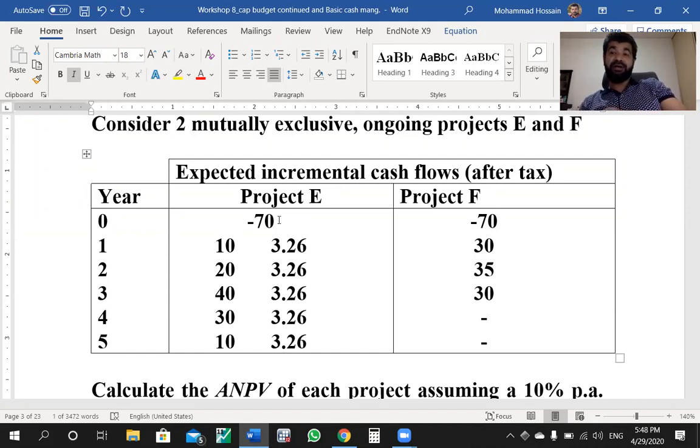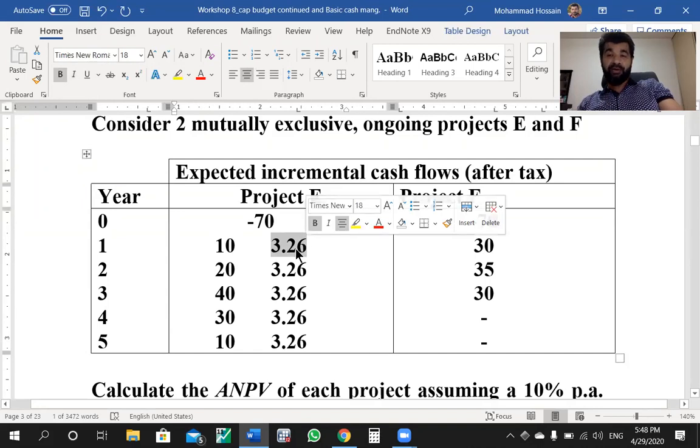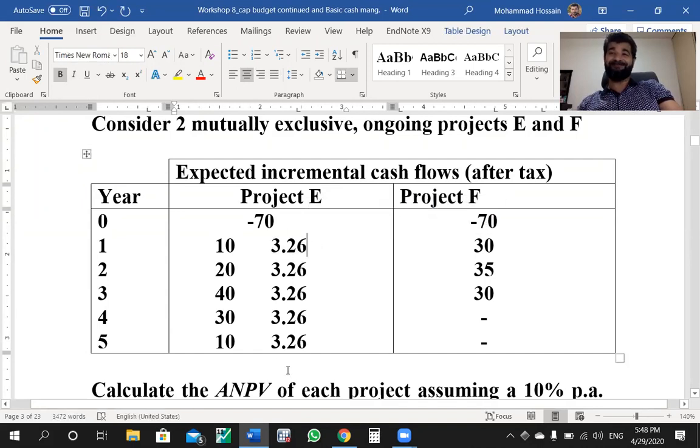So these things we call annual annuity values. What will be your annual annuity values for the next 5 years? This 3.26 you can call annual net present value or annual annuity values. Why do you call it an annuity? Because all of them are the same, equal payments. So if you take the present value of all these future annuities, it will be 12.37.